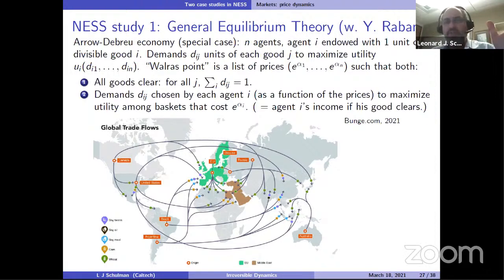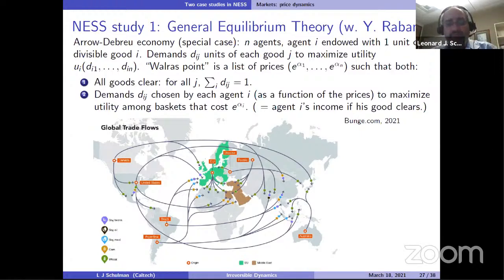There is this wonderful theorem from the 1950s that says that in such a market, under some assumptions, what's called weak gross substitutes, there will be a Walras point, which is a list of prices so that all the goods clear, so everything gets bought by somebody exactly, and all of the agents are taking whatever money they earn from those sales and buying with them at those prices their favorite basket of goods. Okay, so the fact that these two conditions, 1 and 2, can coexist is a wonderful fact.